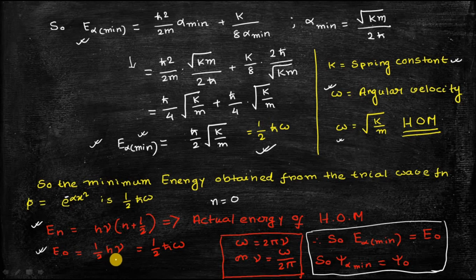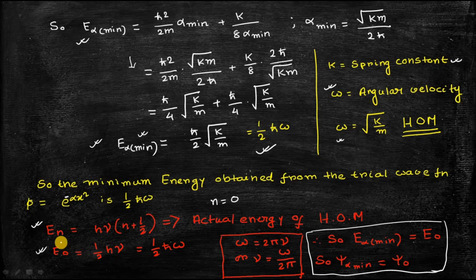half h nu. As you know, there is a relationship between angular frequency and frequency, that is omega is equal to 2 pi nu. So nu is equal to omega by 2 pi. If you insert this nu value, you will obtain the energy E0 equal to half h cross omega.